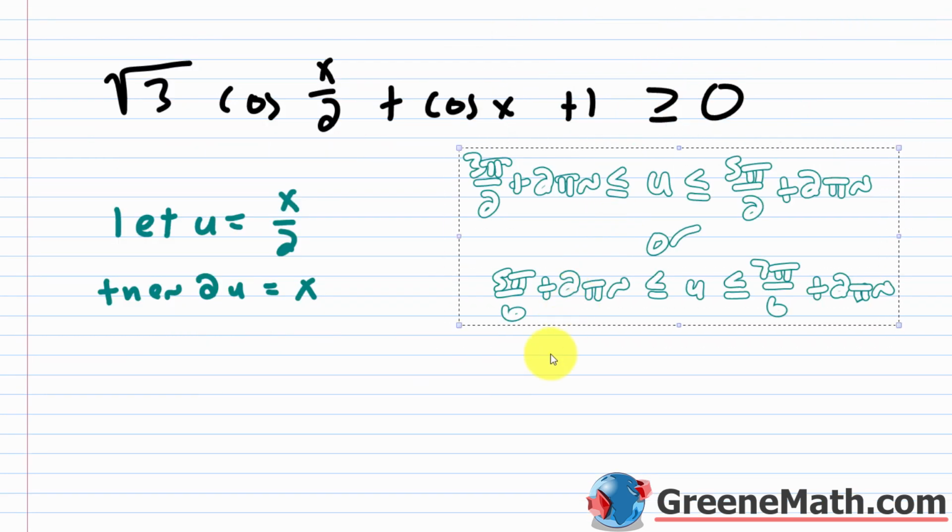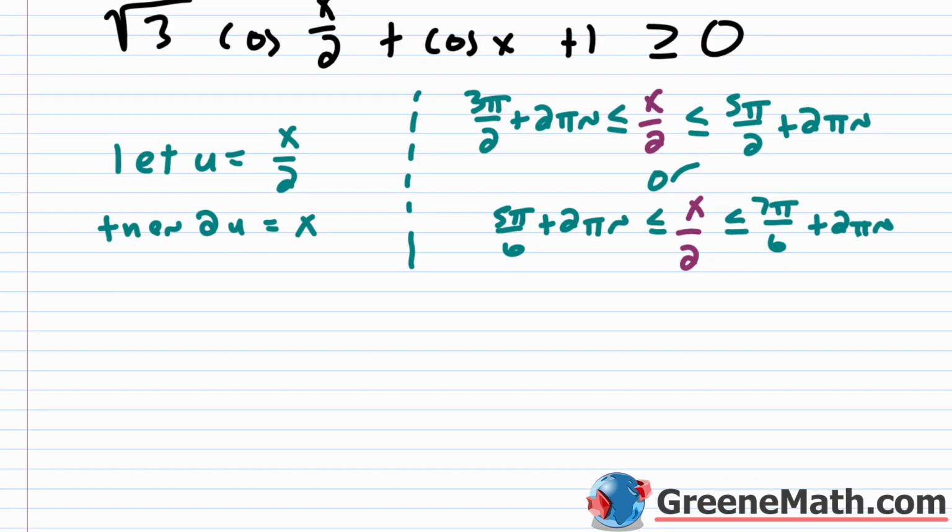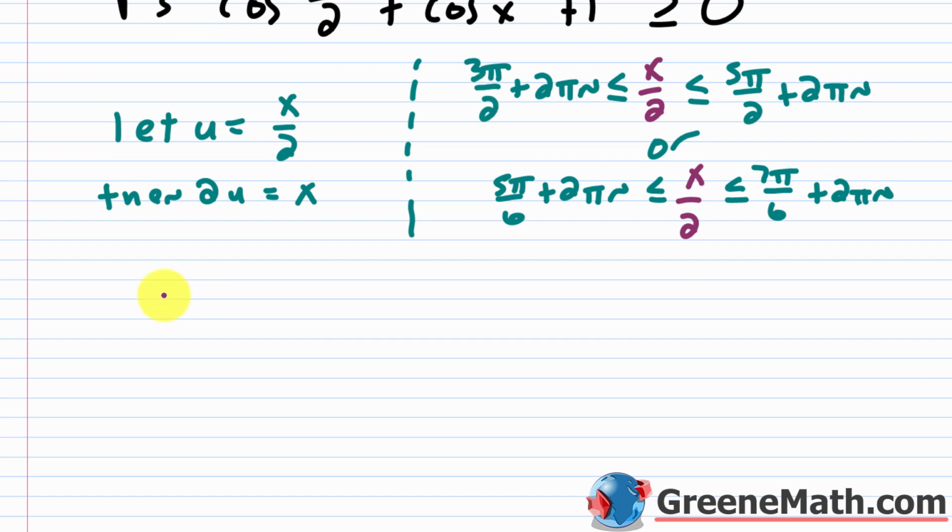Okay, let's come back here and let me put a little border. Remember that u is x over 2. So all you have to do is plug in an x over 2 here. So let's put x over 2 and then x over 2. Now, if you want to solve for x, you're going to multiply everything by 2. That's all you have to do. So let me slide down here, and I'm just going to start. So we're going to write out 3 pi over 2 times 2 plus 2 times 2 pi n is less than or equal to.